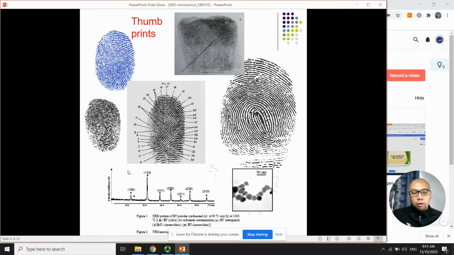In the next part of my video, I will explain how this XRD pattern is produced by using the XRD machine. I think that's all from my side.